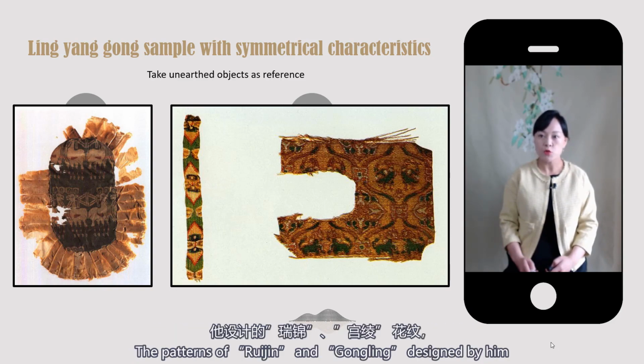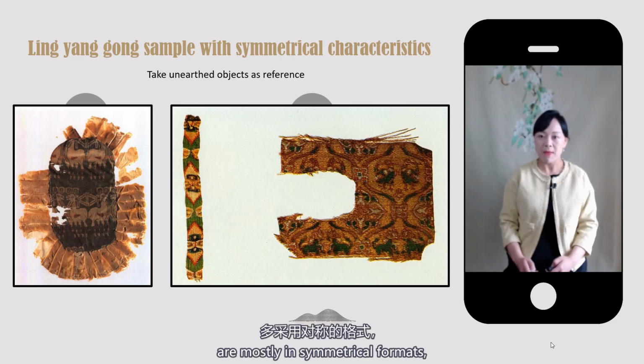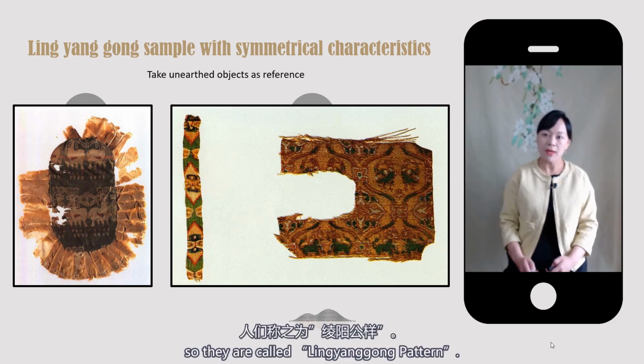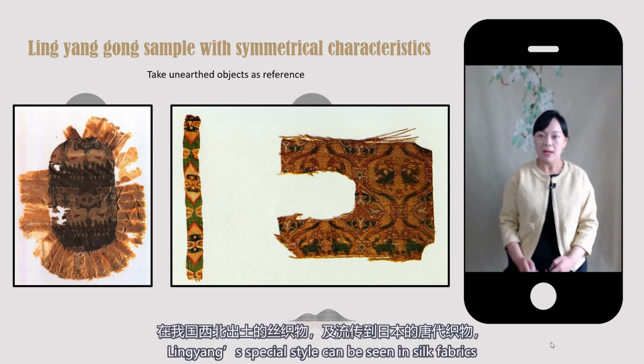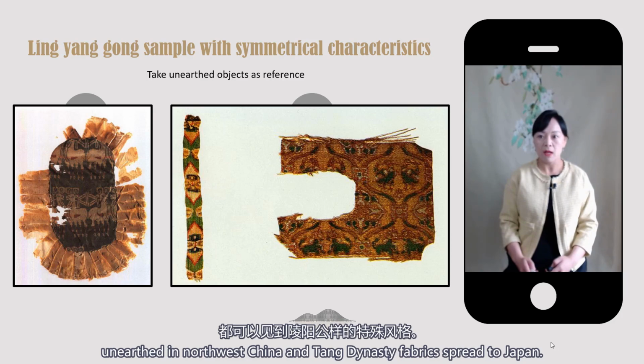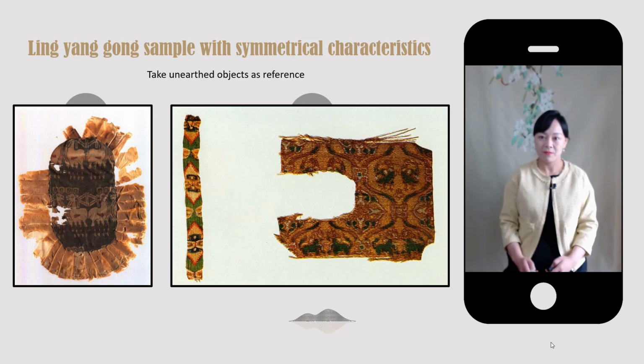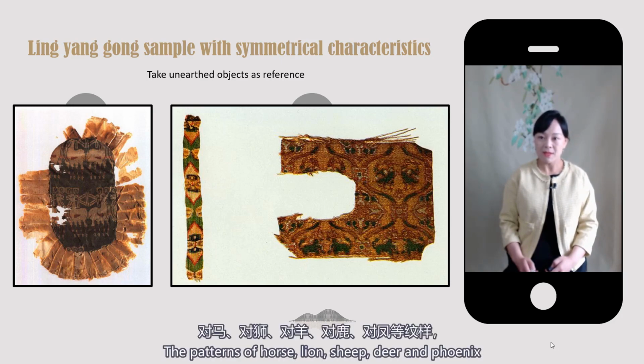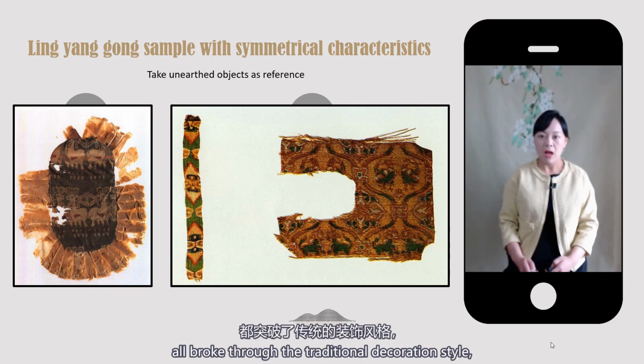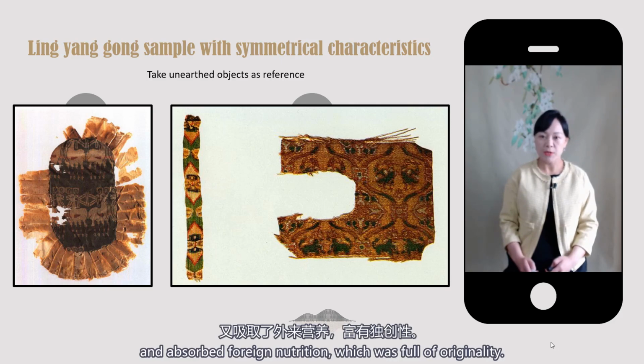The auspicious and palace patterns designed by him are mostly in symmetrical formats, so they are called Lingyang Gong patterns. Lingyang's special style can be seen in silk fabrics unearthed in northwest China and Tang Dynasty fabrics spread to Japan. The patterns of horse, lion, sheep, deer, and phoenix broke through the traditional decoration style and absorbed foreign nutrition, which was full of originality.